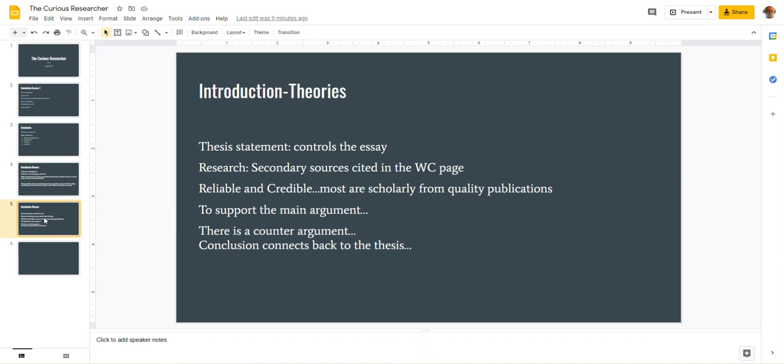So one thing I really want everybody to do is take a look at, while you're reading theories of intelligence, and see if there's a thesis statement. Are there sources, a works cited page? Are the sources reliable and credible? Do they support the main argument? Perhaps maybe even Ballinger might have a counter argument in that essay, and see how the conclusion, if it does in fact connect back to the thesis, right?